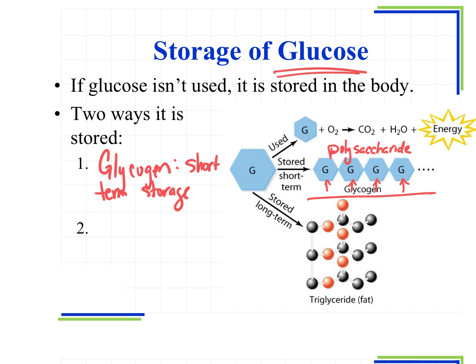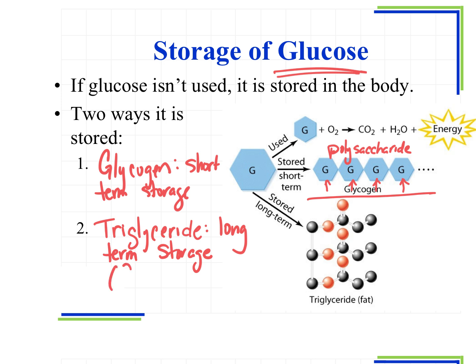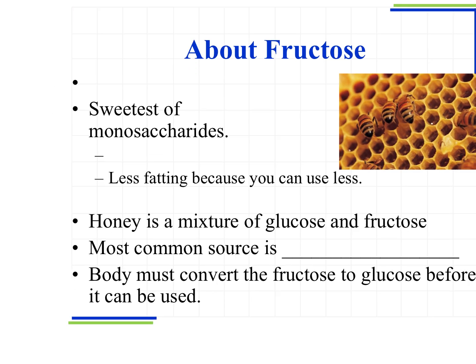The second way that it gets stored is as a triglyceride. Triglycerides are for long-term storage. And it is what we would call fat, okay? This is your triglyceride here for long-term storage. And again, we will examine this more later when we get into our section on fats. So that's what I want to tell you about glucose at this time.